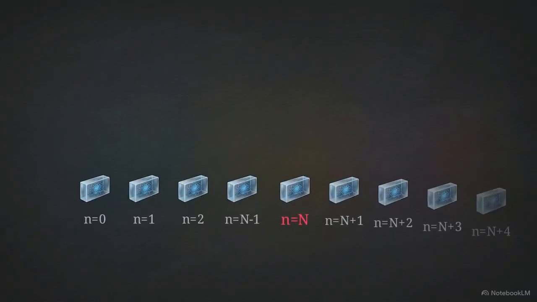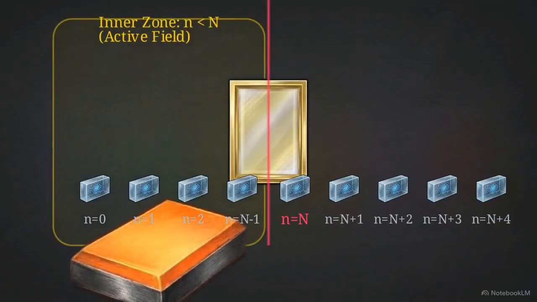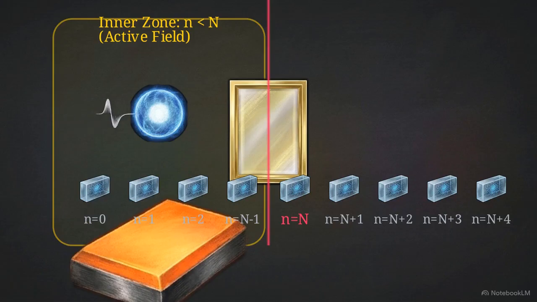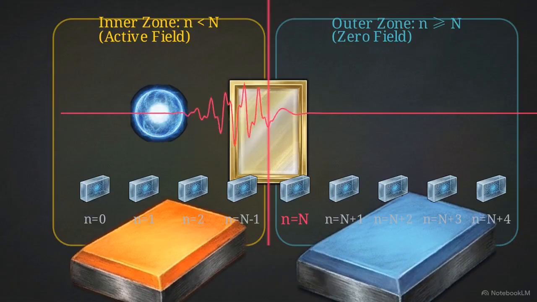With the equation discretized, the L2 function space is explicitly divided into two domains at the boundary index N. Everything to the left, where n is less than N, is the inner zone, representing the region where the laser field actively interacts with the atom. Everything at or beyond the boundary N is the outer zone. Out here, the model assumes net photon absorption drops to zero, allowing us to drop the laser interaction entirely.